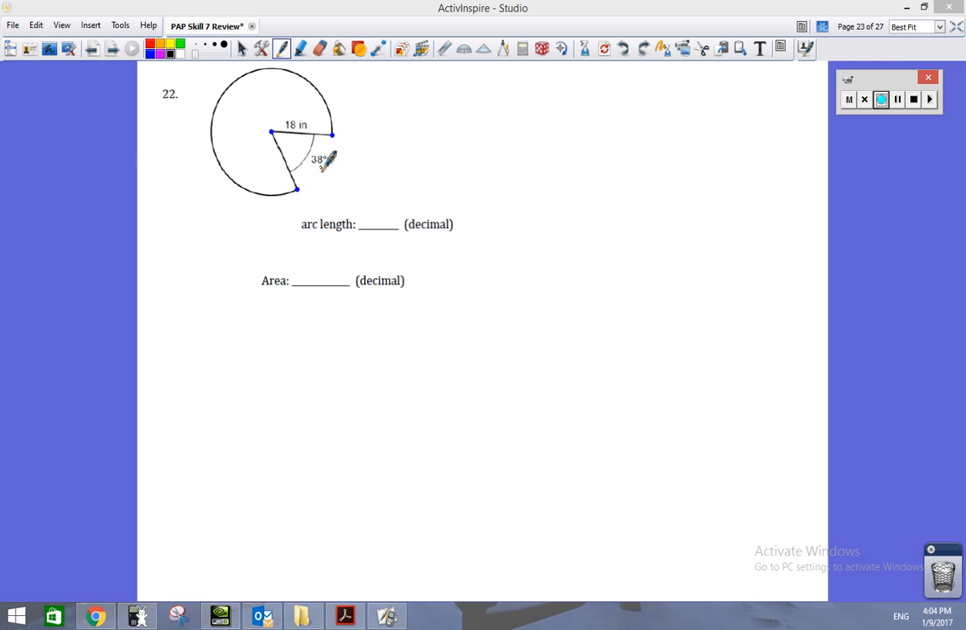Now, the one thing to recognize here, I don't want this angle of 38 degrees. I want the interior, 360 minus 38. 322, because 322 and 38 should add up to 360. Now let's take this 322 and convert it to radian measure. Let's multiply by pi over 180.